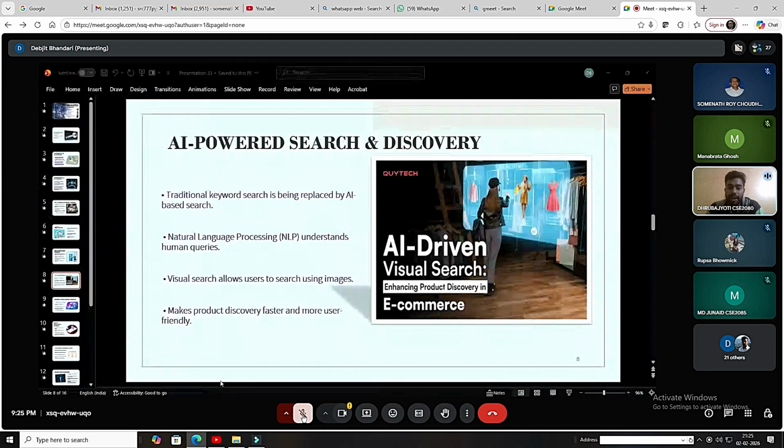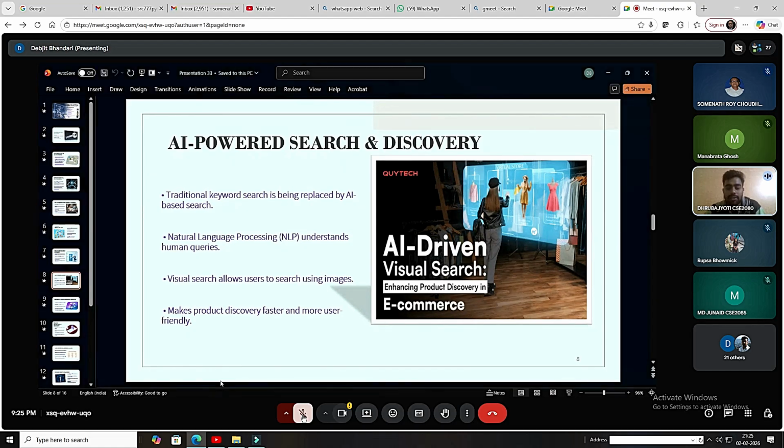Next slide, please. AI-powered search and discovery uses artificial intelligence to improve how users find products online. Instead of relying only on keywords, AI uses natural language processing to understand user intent and visual search to allow searches using images. This makes product discovery faster, smarter, and more user friendly, especially in e-commerce. As a result, businesses see higher customer satisfaction and better engagement.